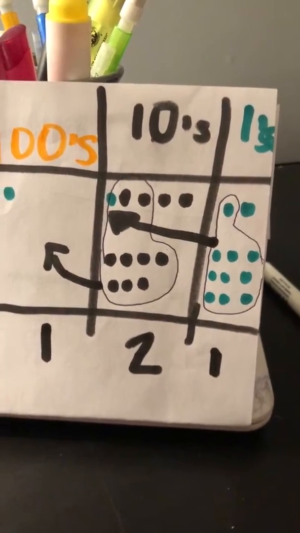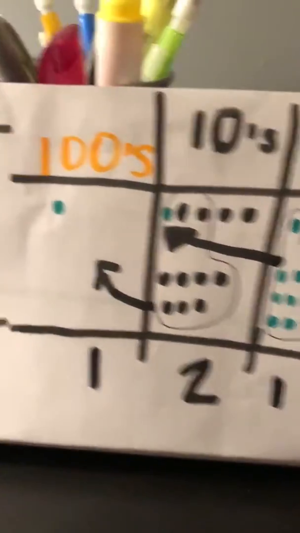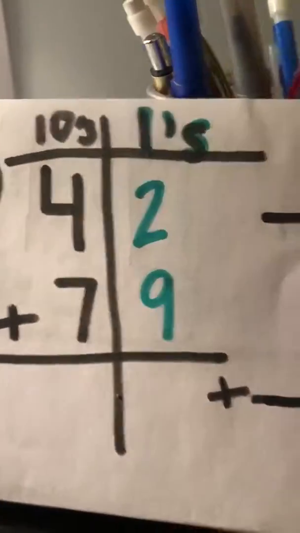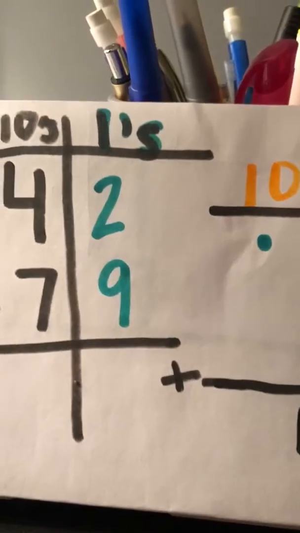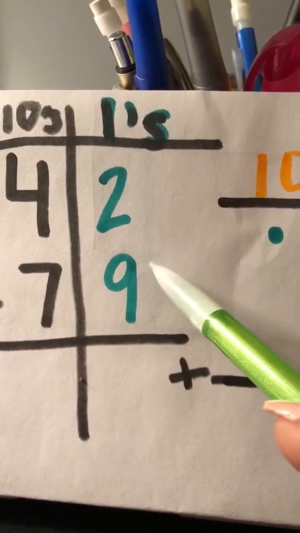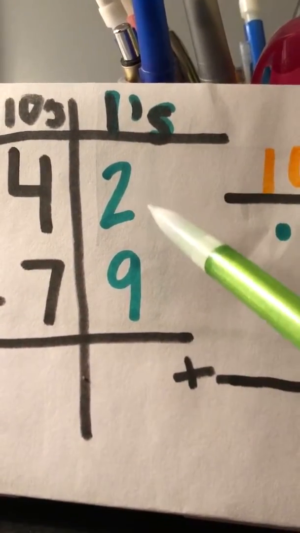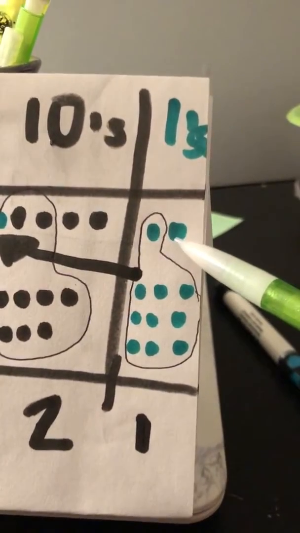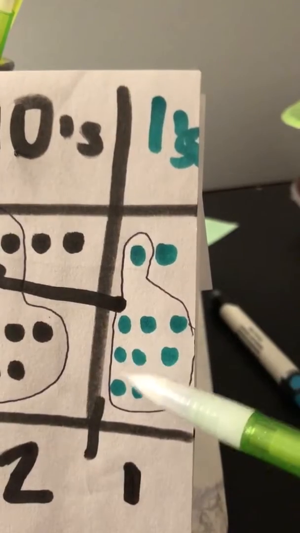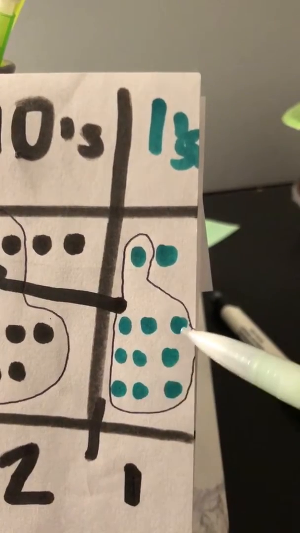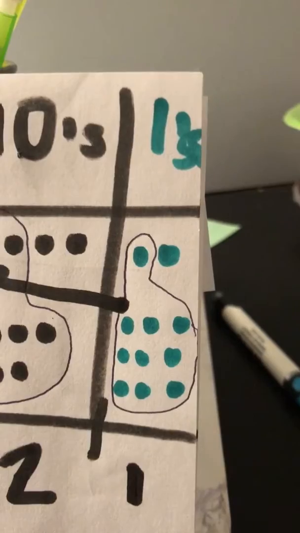Excuse my handwriting right here. And like I said before, everything on this side is ones right here, and everything on this side is tens right here. So we can start by writing out the number of ones that we have. So we have 2 ones. I drew 2 dots representing the 2 ones. Right here we have 9 ones, and I drew 9 dots representing the 9 in the ones place.